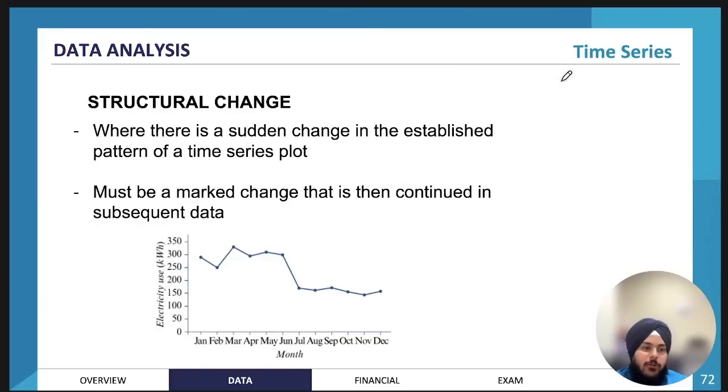Okay, so now we'll look at structural changes. Structural changes are rapid changes in the data, which divert the data from its normal patterns, such as shown here. We have the data sort of consistent, and then there's a sudden change which drops the value by so much. There could be a variety of different reasons which might contribute to this, but essentially it's just a sudden change in the established pattern.